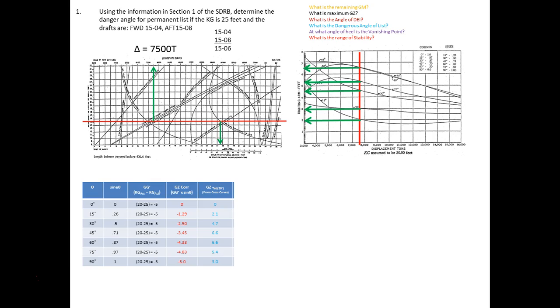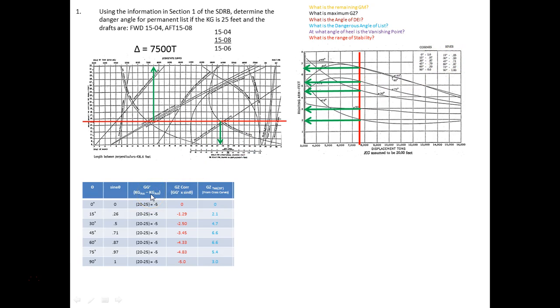This is the table we're going to construct. It starts over here with the various angles of inclination, which match up with the angles on the cross curve. We're going to do a sine function on all those angles. Sine of 0 is 0, sine of 15 is 0.26, and so on. Those values are given to you right up here. The cosine and sine values are given on the cross curves.